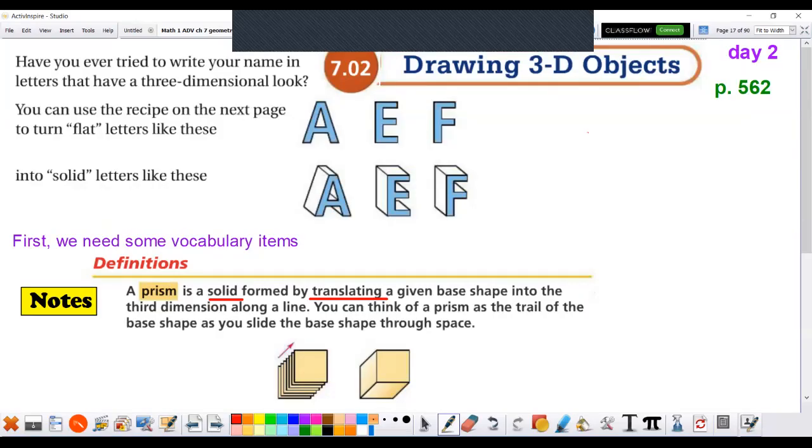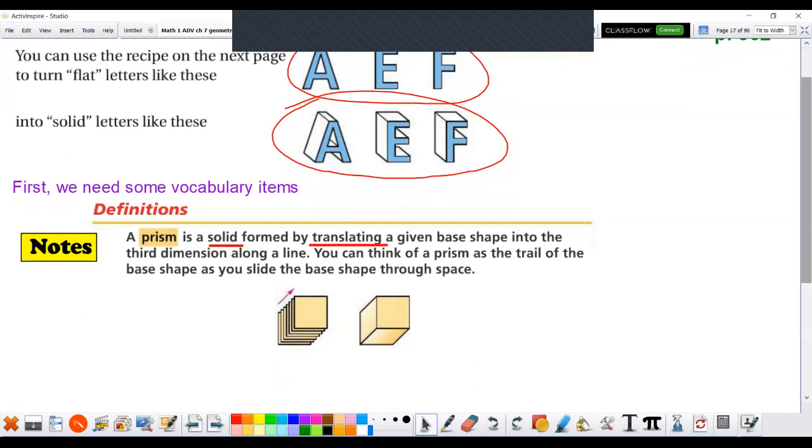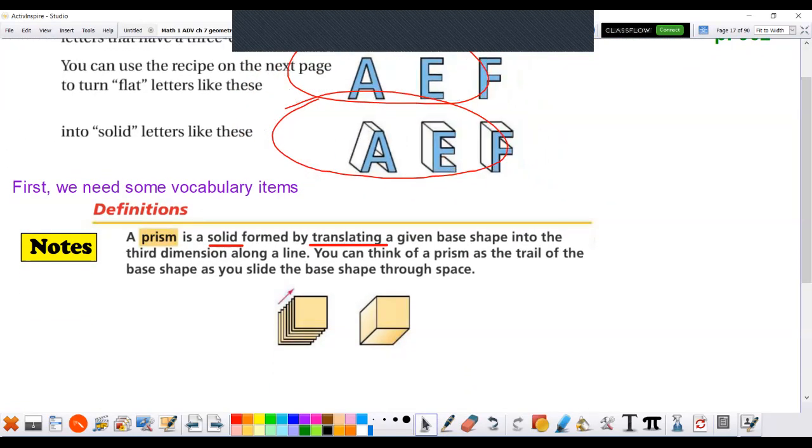Today we will look at drawing 3D objects. Yes, how to draw a 3D letter, how to turn these into these. And there's more than one way to do it. I'll show you some easy ways. And speaking of 2 dimensions, looking down here, we need to look at a few vocabulary items.